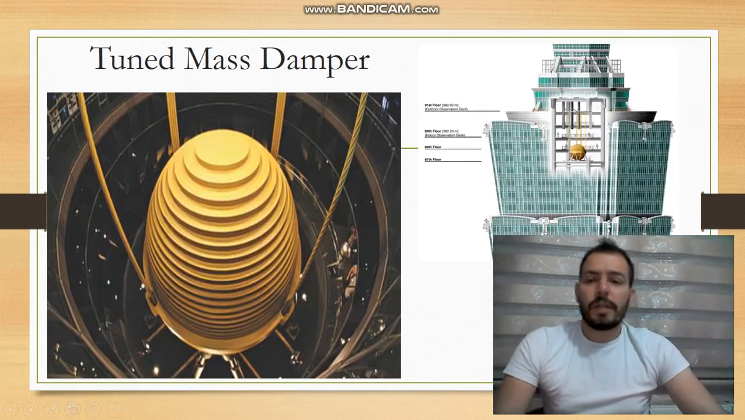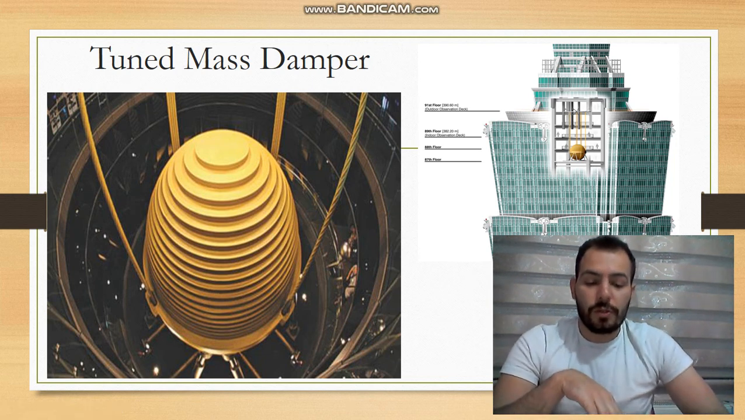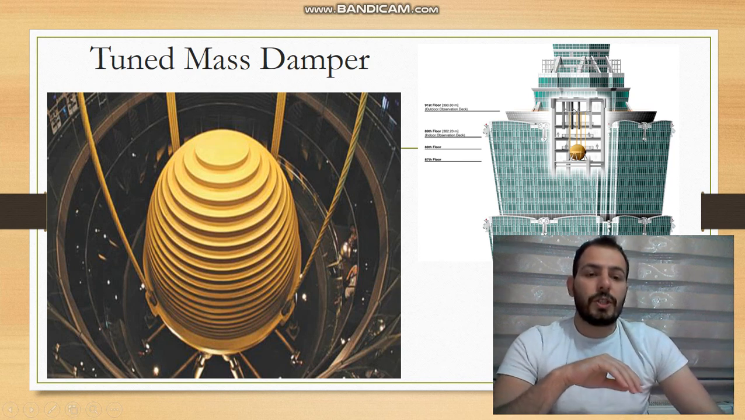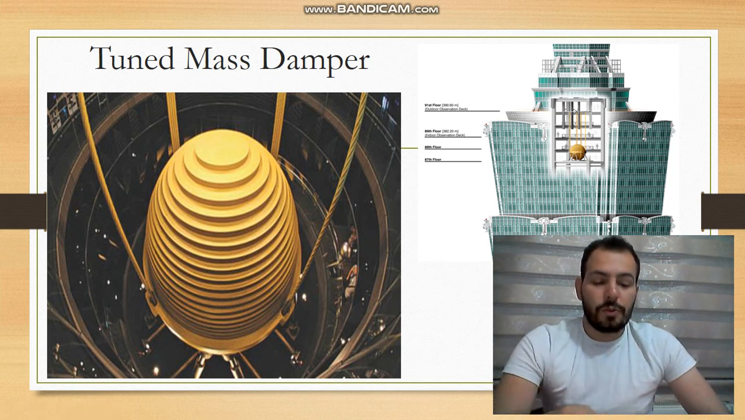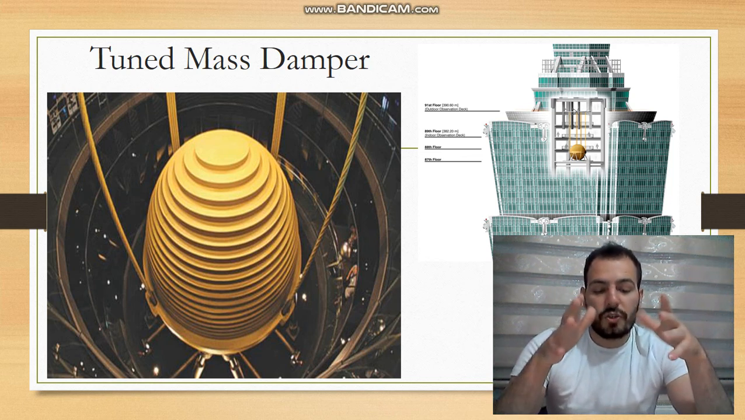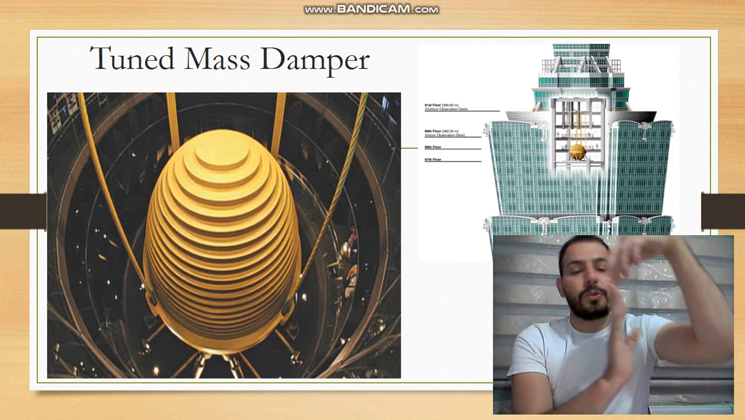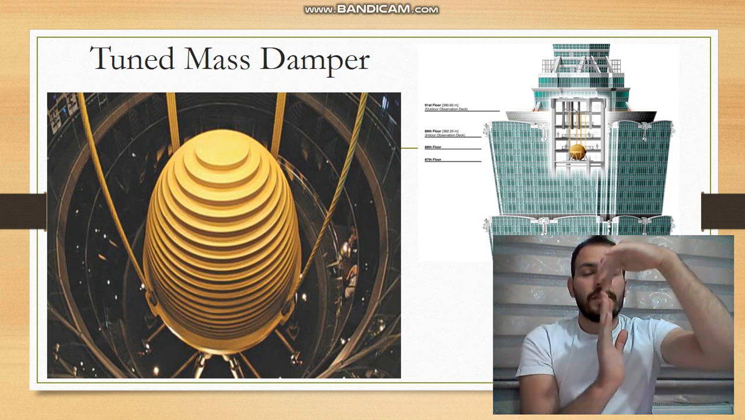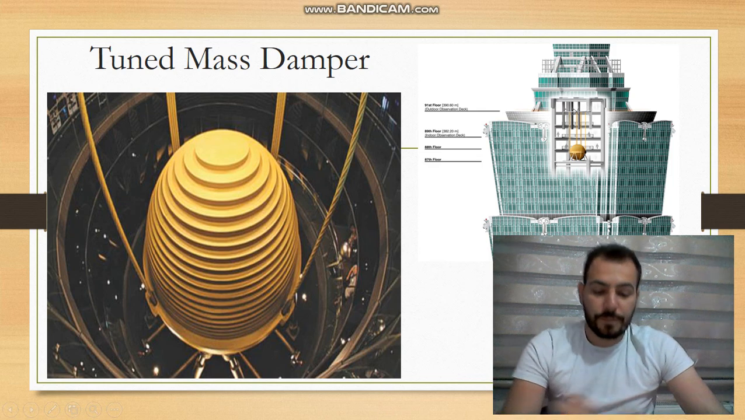So let me move on to the next one, which is the tuned mass damper. The tuned mass damper is also called a seismic damper. We put it, as you can see on the left side of the picture, in the building. It is a device mounted in a structure to reduce mechanical vibration. For example, this is a building, and you put it there. During the earthquake, if the building goes to this side, the damper goes in the opposite direction to reduce the vibration.